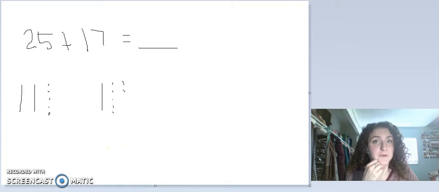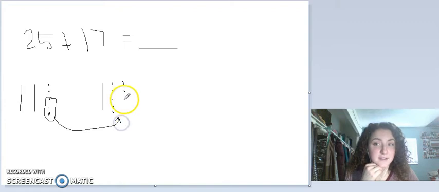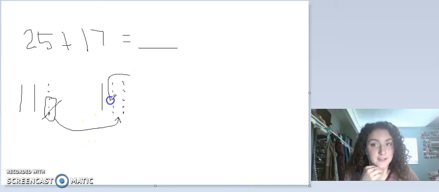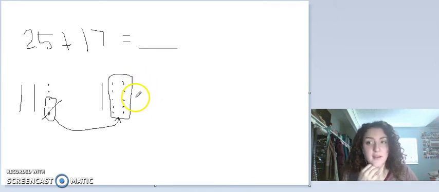So what we're going to do is we're going to take 3 ones from right here, and we are going to move them over to these 7 ones. Okay, so now there's 1, 2, 3. Okay, and so we can cross out those because we moved them over. And now we're going to circle this because that's now 10 ones. So we're circling it so that we know that is a 10.